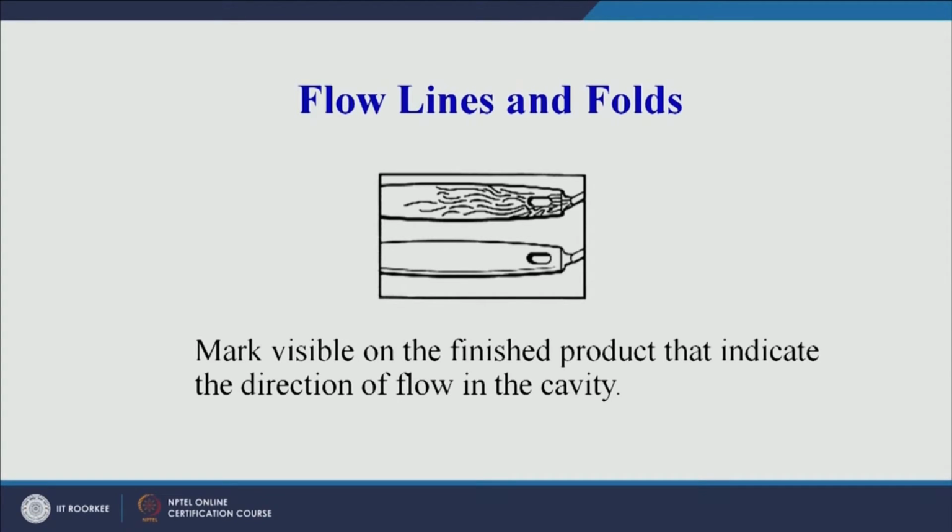On your screen you can see the first defect, that is flow lines and folds. We can see there are flow lines, these are the flow lines, and here we can see a fold that has happened. Now these are the marks visible on the finished product that indicate the direction of the flow in the cavity. Now in the mold cavity the plastic will flow because it has optimal or adequate viscosity, and sometimes the flow lines are visible.